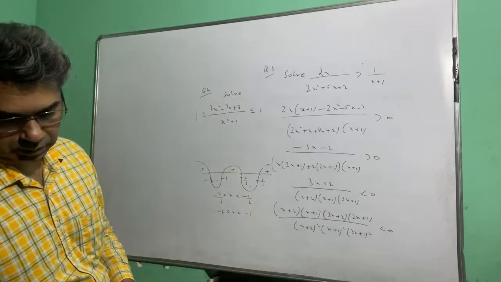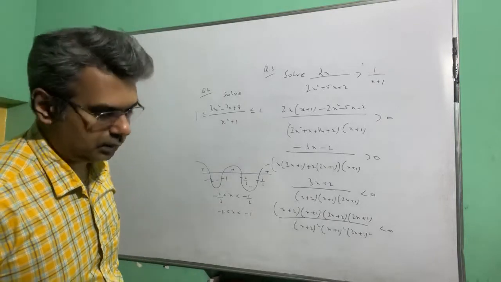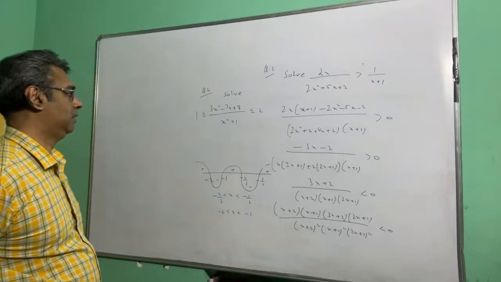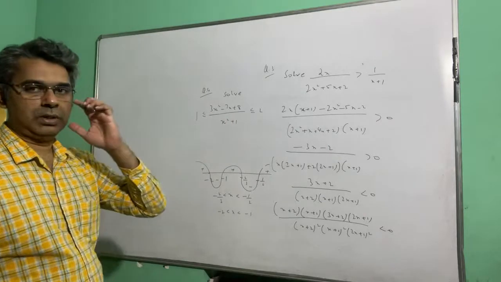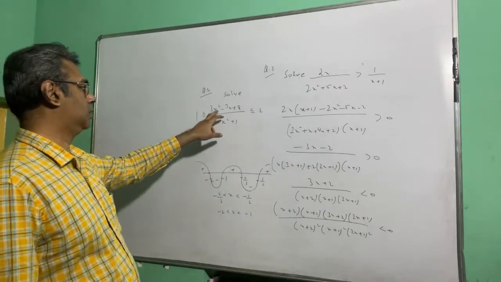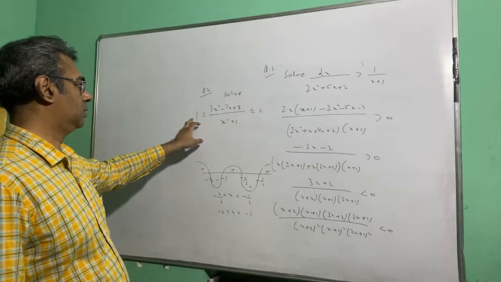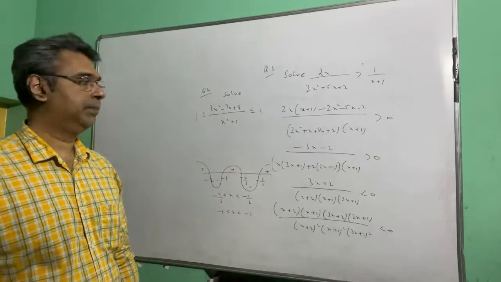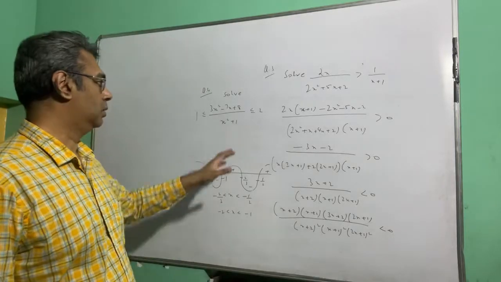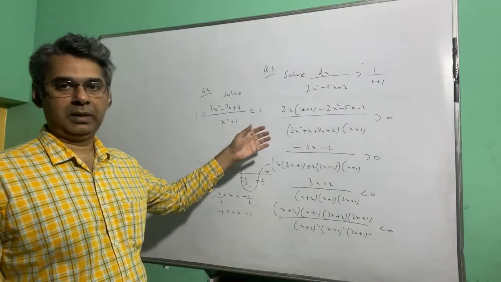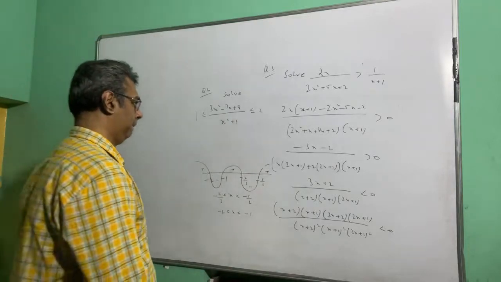Next, have a look at this question. Solve: (3x² − 7x + 8)/(x² + 1) lies between 1 and 2. For doing this sum, there are two inequalities, so you'll have to solve each one with the wavy curve and take the combined answer.